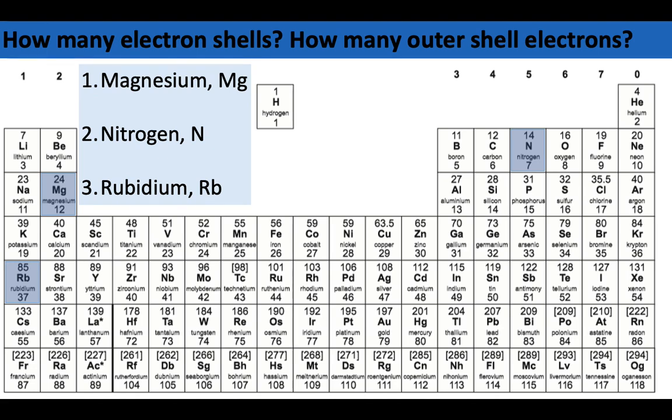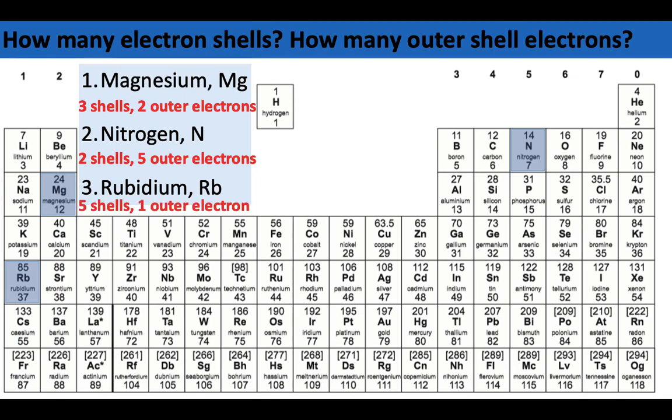Okay, let's see how you did. So can you grab a different coloured pen for me? And we're going to mark these now. So magnesium, it is in group 2 and it is in period number 3. So because it's in period number 3, it's got 3 shells. Group 2 tells you it's got 2 outer electrons. Nitrogen is in period 2 and group 5, so it's got 2 shells and 5 outer electrons. And then rubidium is in period 5 and it is in group 1, so it's got 5 shells and it's got 1 outer electron.